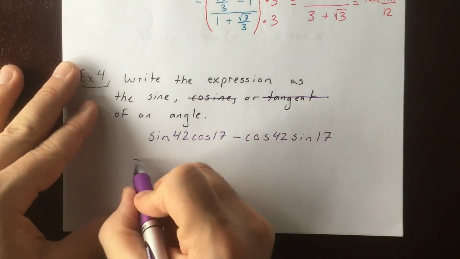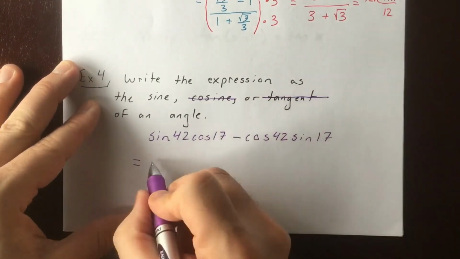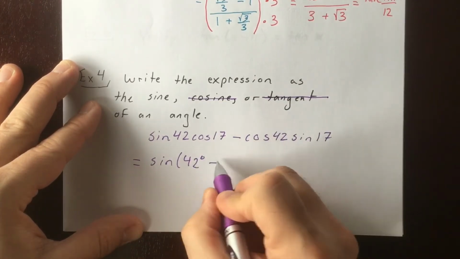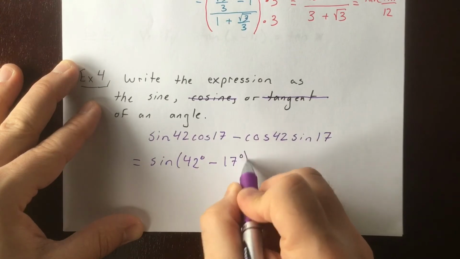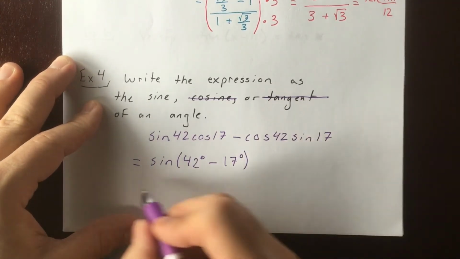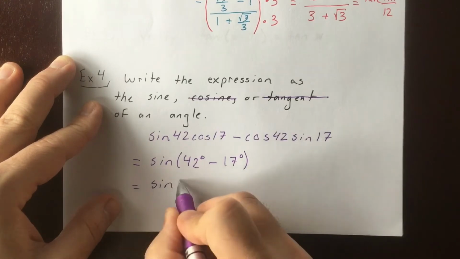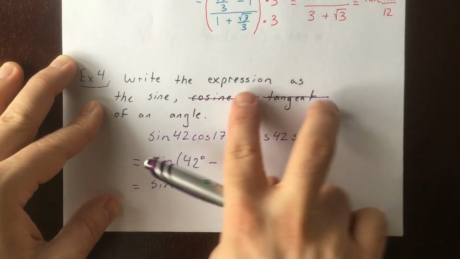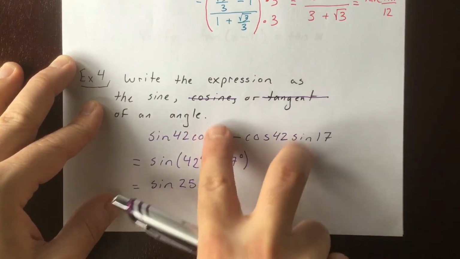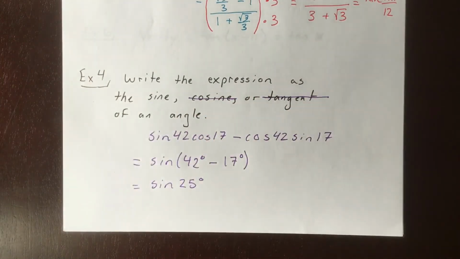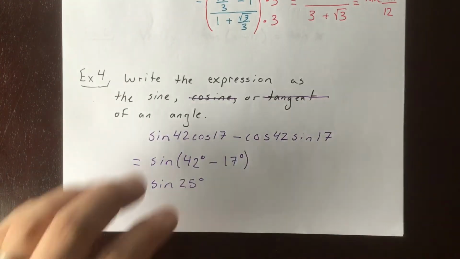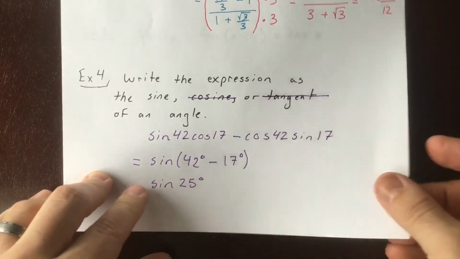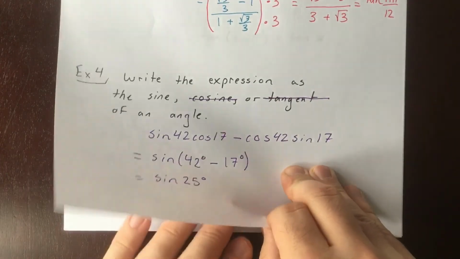So here I could say that this expression I could write as sine of 42 degrees minus 17 degrees, which simplifying would be sine of 25 degrees. So looking for the characteristics of the identity and then working backwards to get the single angle. And we have sine of 25 degrees. So evaluating this would be the same as evaluating this single trig function. Moving on.